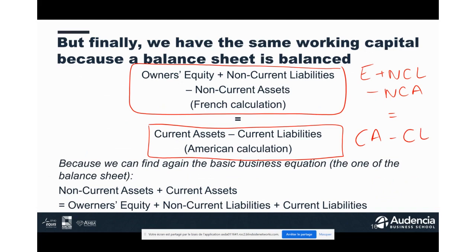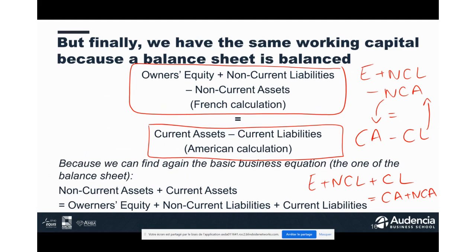So on one side, if we put the current liabilities on the other side and the non-current assets on this side, we finish with equity plus non-current liabilities plus current liabilities is equal to the current assets plus non-current assets.